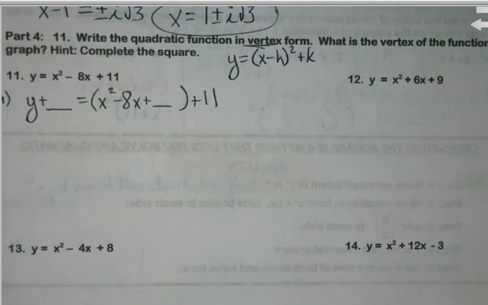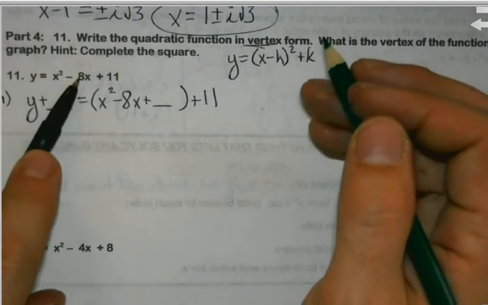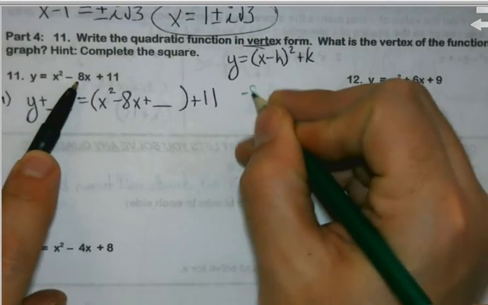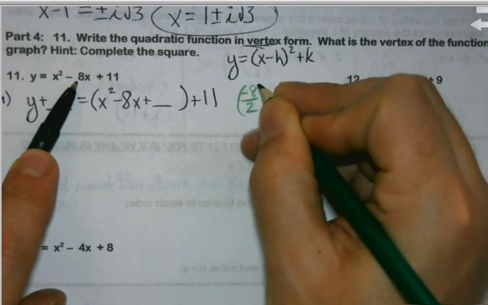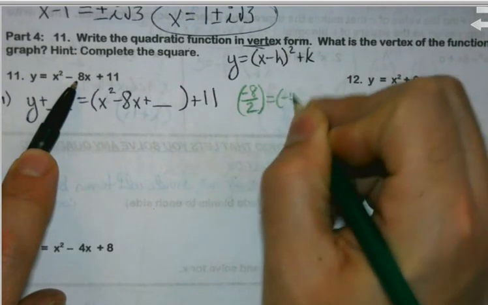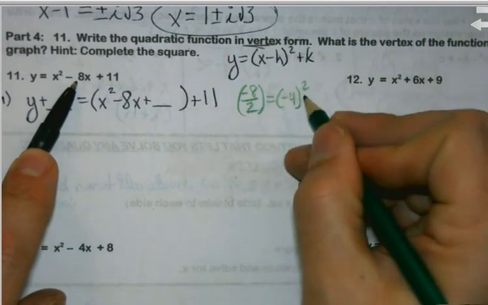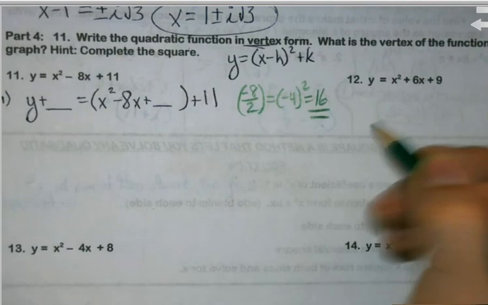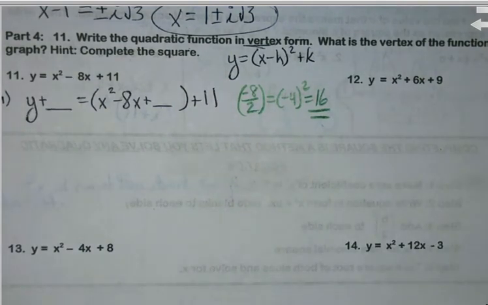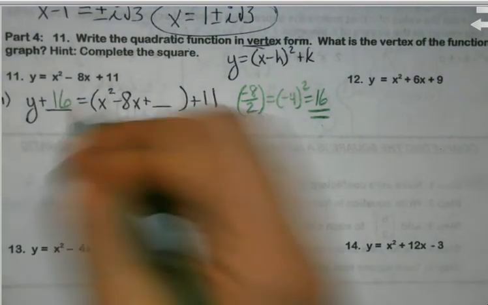So in vertex form, nothing gets moved at the start. We just put in a set of parentheses to kind of separate our x's from everything else. But that same step that we do to complete the square will be the same here. We're still going to take our b value, divide it by 2, and square it. And that's going to be the value that I add to both sides of the equation.